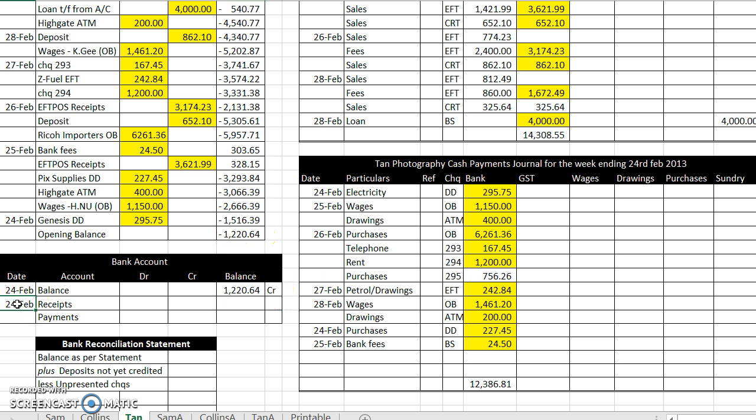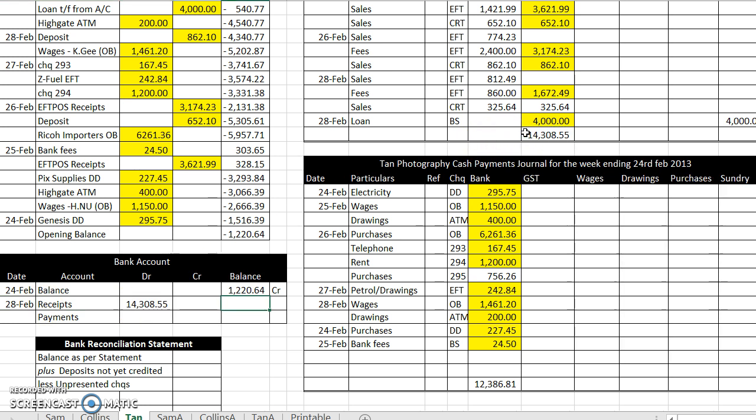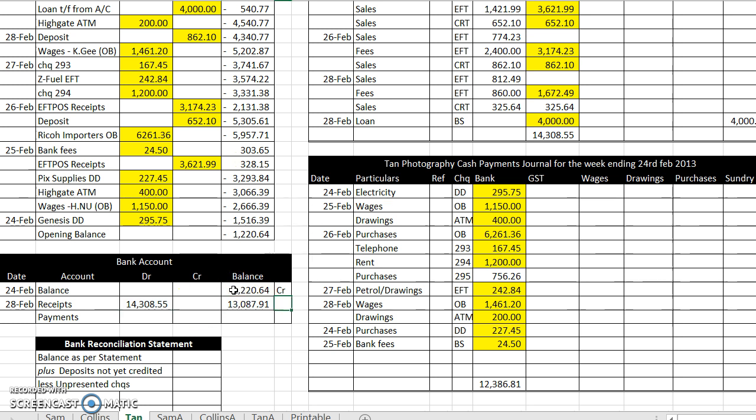For the receipts, 28th of February, we put that in our debit column because it's going to increase the bank account. So we've got a negative and a positive. The easiest way to do that is to change it around a little bit, just a positive minus that one. So if we've got minus 1,220, we add 14,000, it gives us a positive debit, meaning it's an asset, rather than credit, meaning liability, negative.